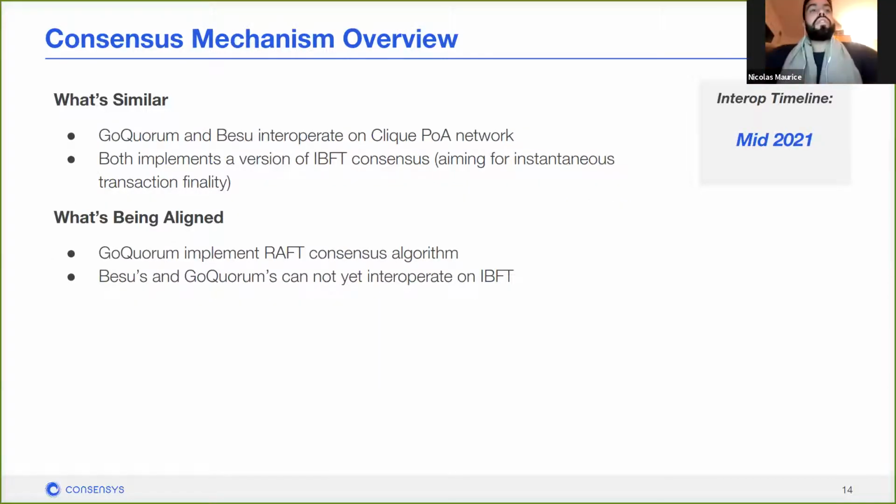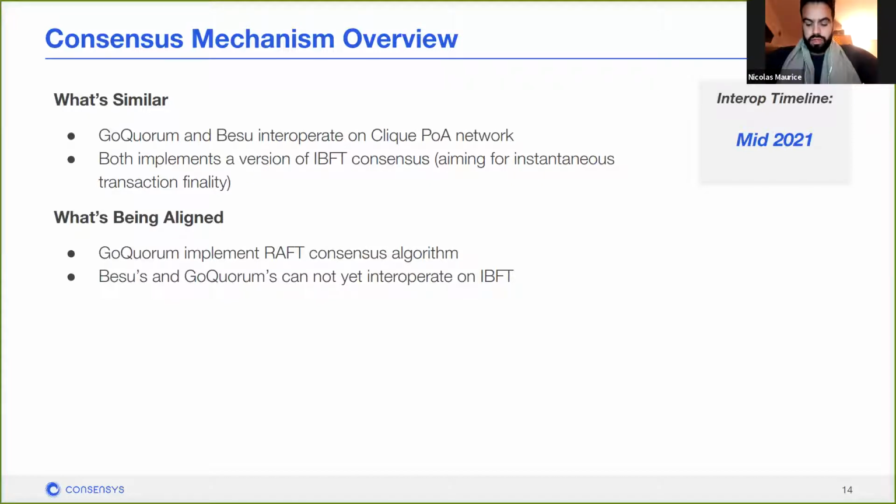So then the next feature that we are looking to make interoperable is around consensus mechanisms. So first, as of today, GoQuorum and Besu can already interoperate, but on a Clique POA network algorithm. And so our target is to have them interoperating on IBFT as well.